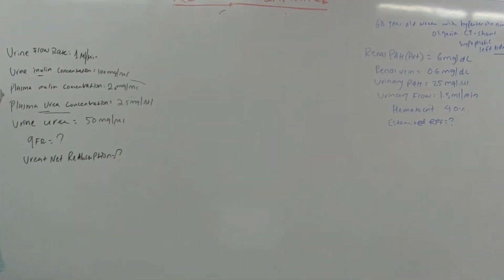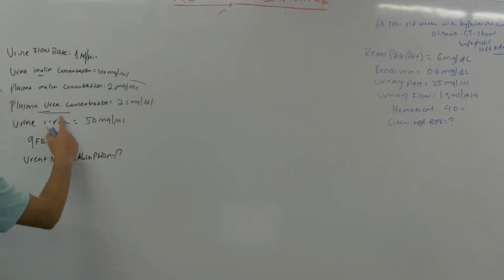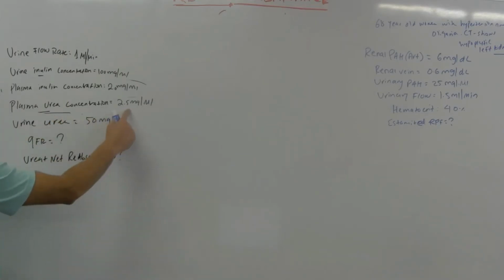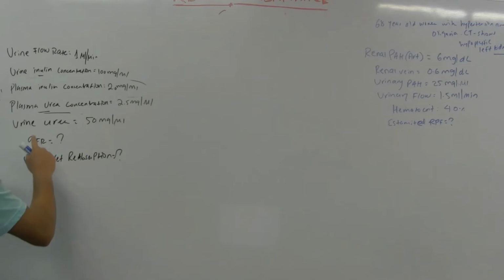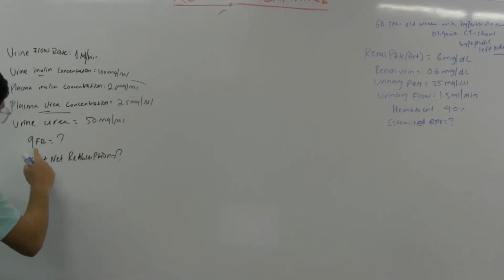This person has a urine flow rate of 1 ml per minute. His urine inulin concentration is 100 milligrams per ml, and his plasma inulin concentration is 2.0 milligrams per ml. He has a plasma urea concentration of 2.5 milligrams per ml, and a urine urea level of 50 milligrams per ml. They want us to find the glomerular filtration rate and urea net reabsorption.